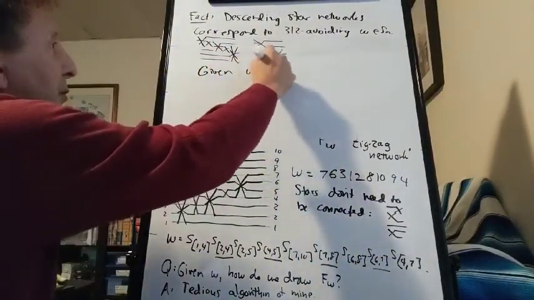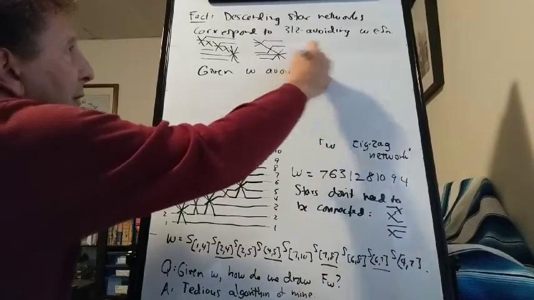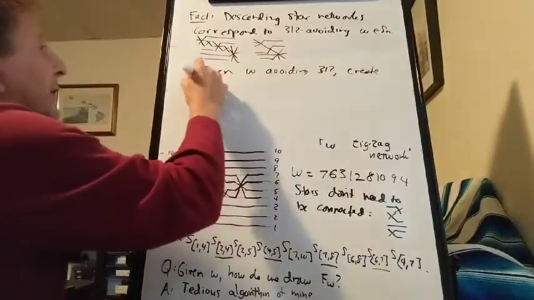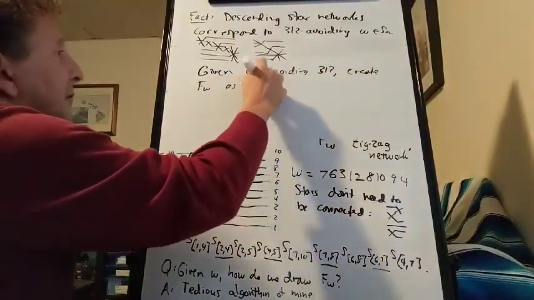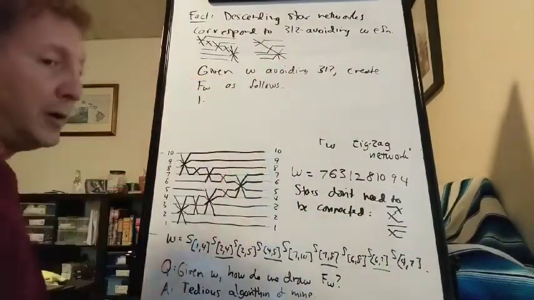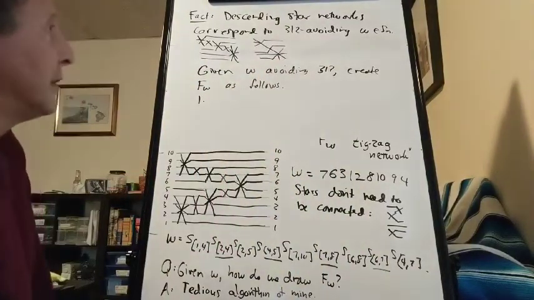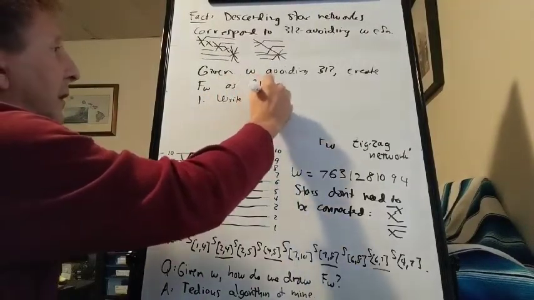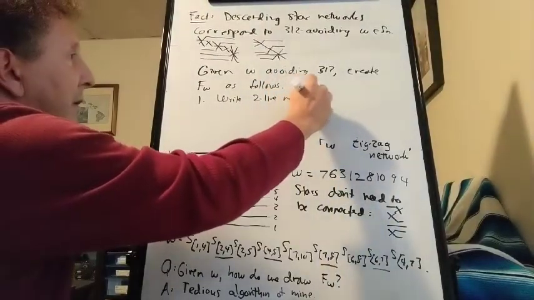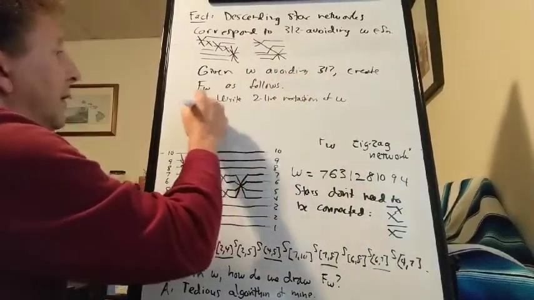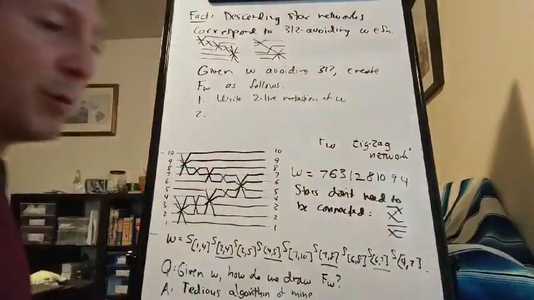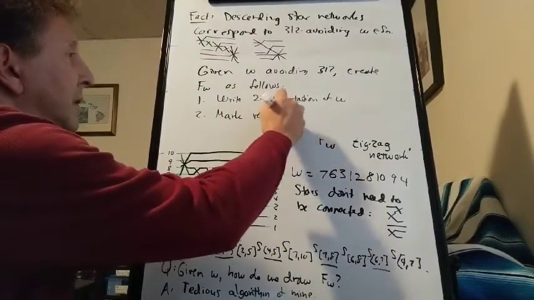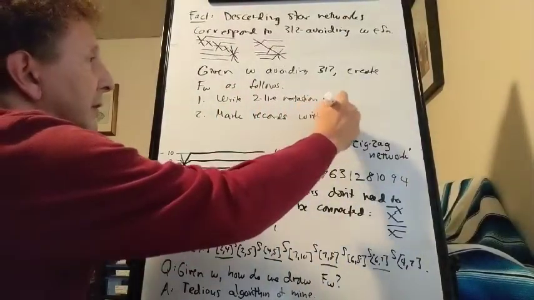And if we're given W avoiding 312, we can create f of W as follows. First of all, we write the 2-line notation of W. Then we mark the records, say with stars.